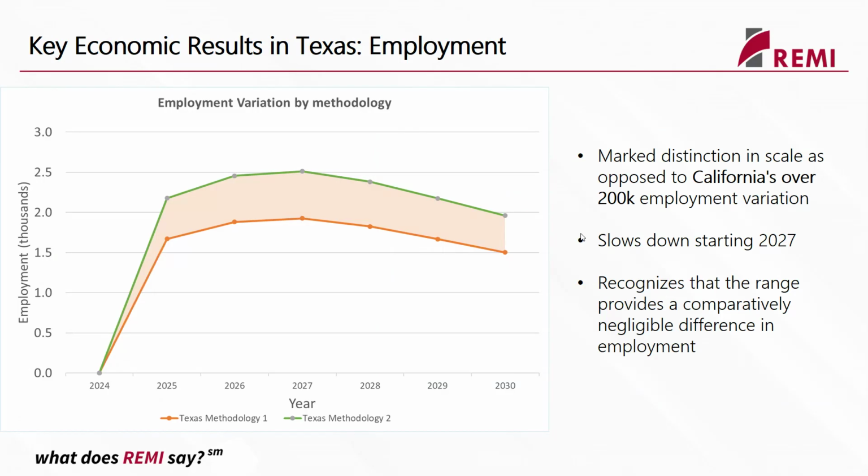Yeah, thanks, Shane, for those insights. Here we have the employment variation for Texas. As you can see, the scale of the changes is markedly different, as these are in the 2,000 range, while California was over 200,000 in employment variation. But it still reflects the same trend, slowing down starting 2027.